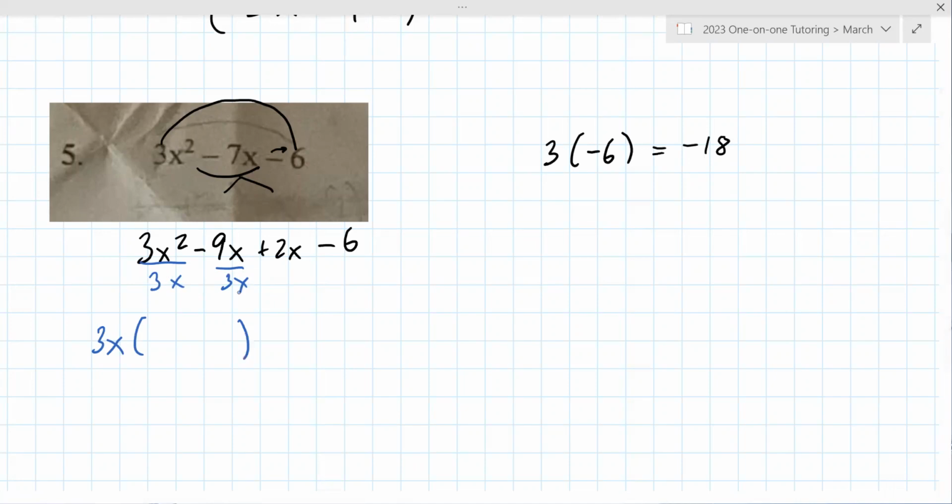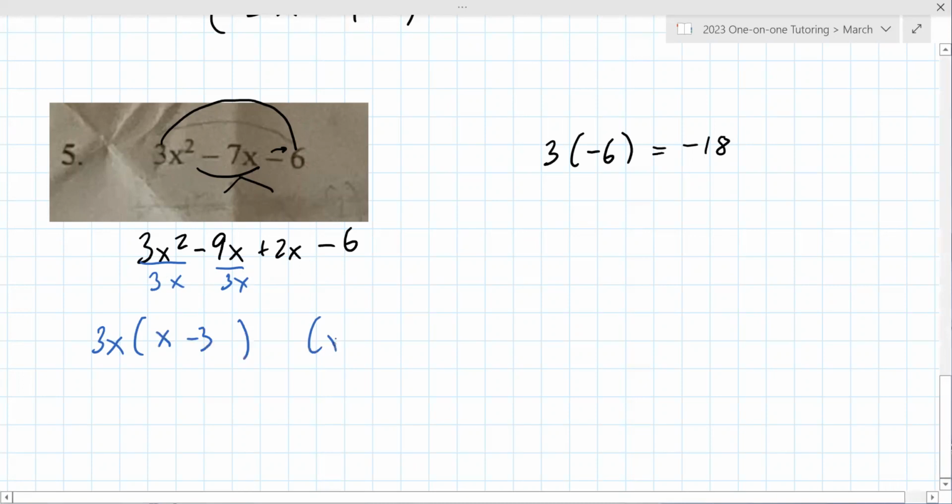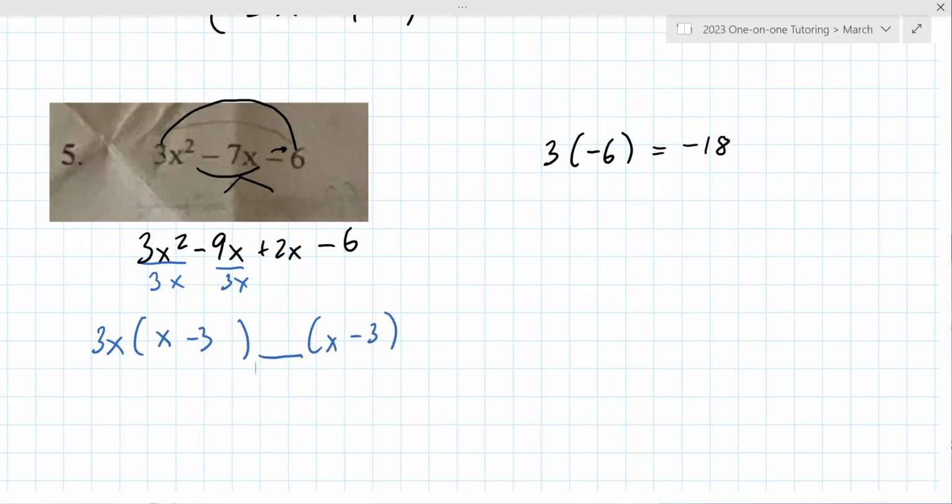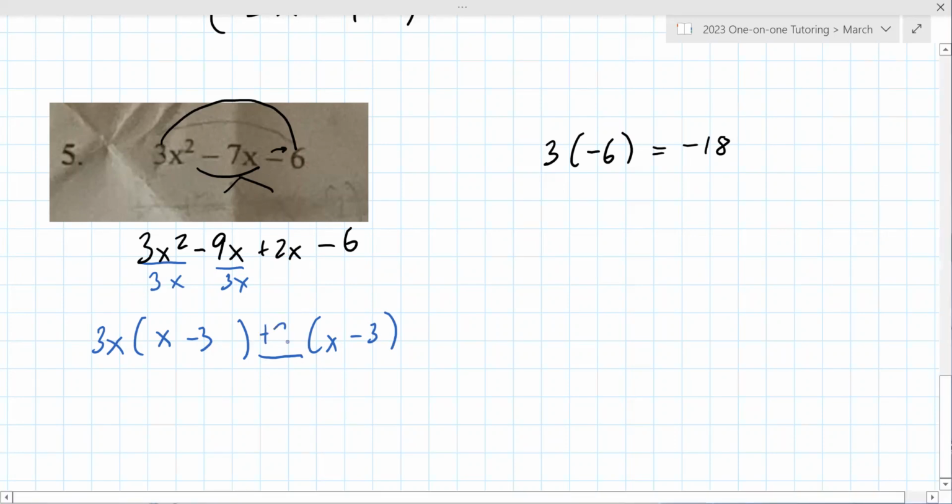x minus 3. Okay. And that's what you immediately write off to the side here. And the part in the middle is plus 2. Plus 2, good. Okay, and then you're essentially factoring out the x minus 3. So it becomes 3x plus 2.